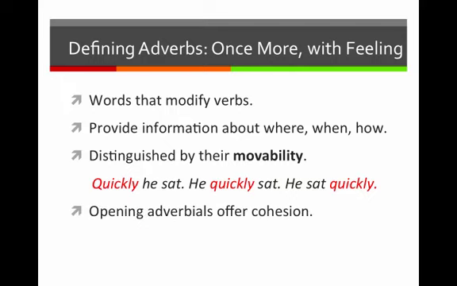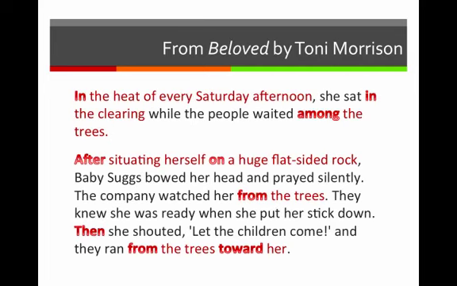Opening adverbials can help offer cohesion. You've studied cohesion in Chapter 5 of our textbook, where it talked about all those good things like transitions and the known-new contract and strategic repetition. Here's a selection from Toni Morrison's novel Beloved, and I've strategically highlighted particular adverbials. As you look at each of these phrases, what information do they give you? Are they telling you when, where, why, how?